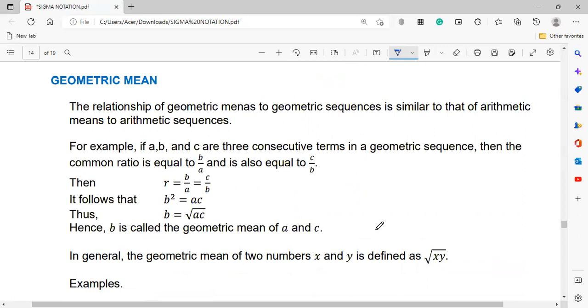Okay, so what about if we're going to get the geometric means? That is similar to the arithmetic means. However, meron siyang ibang paraan. So for example, if we have A, B, and C as three consecutive terms in a geometric sequence, then the common ratio is equal to B over A and is also equal to C over B. So r is equal to B over A equals C over B. So B, being the second or the middle term, is equal to the square root of AC. Hence, B is called the geometric mean of A and C. Well, in general, we have the square root of XY.